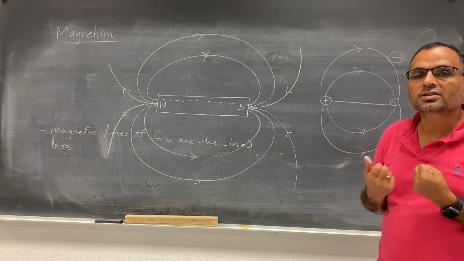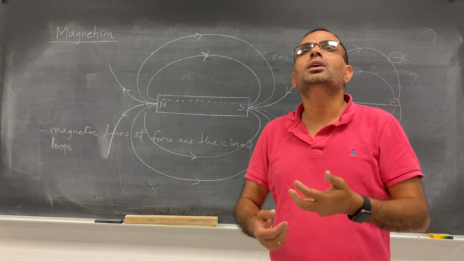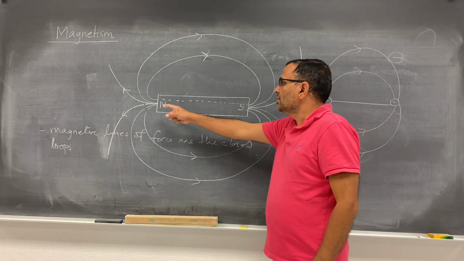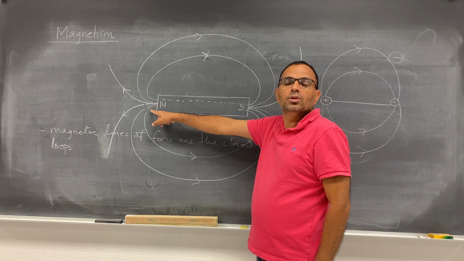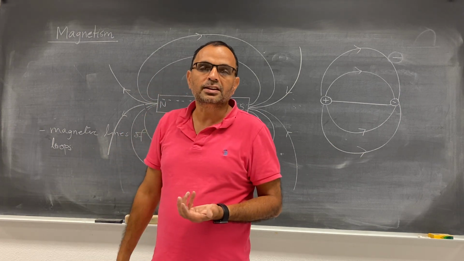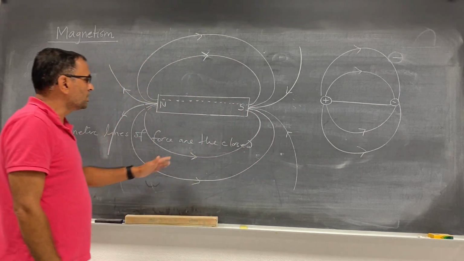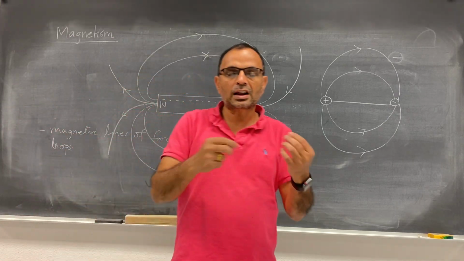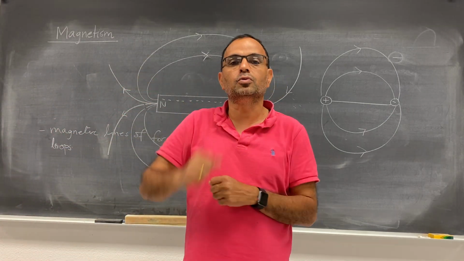If you are close to the charge, the electric field is more. If you are away from the charge, the electric field is less. Same thing here: the magnetic field is more near the pole, and if you move away from the pole, the magnetic field is small. That's one point. The first point: magnetic lines of force are closed loops. They start from the north pole, but they form a closed loop.